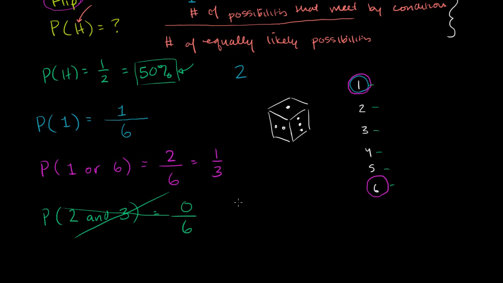Now, what is the probability of getting an even number? So once again, you have 6 equally likely possibilities when I roll that die. And which of these possibilities meet my conditions? The condition of being even. Well, 2 is even, 4 is even, and 6 is even. So 3 of the possibilities meet my conditions, meet my constraints. So this is 1/2. If I roll a die, I have a 1/2 chance of getting an even number.